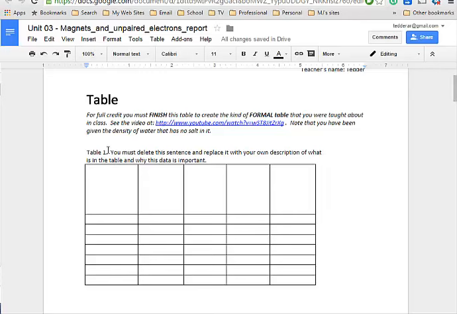Table 1. You have to number your tables in this fashion: capital letter T, Table, 1, period. If there's a second table, it's going to be Table 2, period. Then you got a table label here. You have to replace what I've written. If you keep what I wrote for you, points off. And the video link right here, you can go watch the video again, or another video like it.